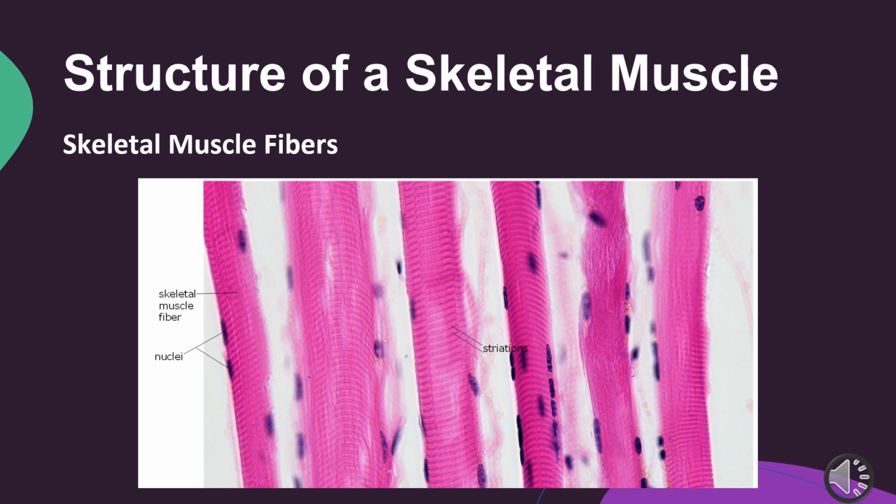Now, let's take a look at the fine alternating light and dark bands that you see running across the fibers. Those are the striations, right? They're caused by the precise alignment of actin and myosin filaments inside the fibrils. And we already mentioned what actin and myosin are in theory. We haven't actually shown you a diagram of it yet. Actin being those thin filaments and the myosin being those thick filaments.